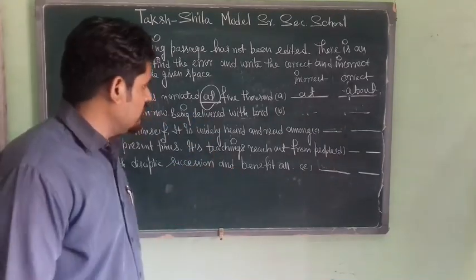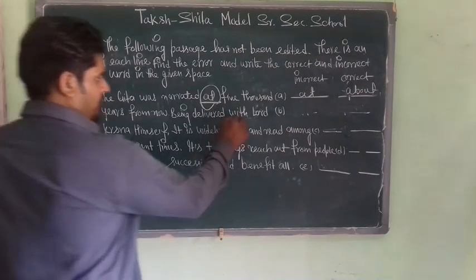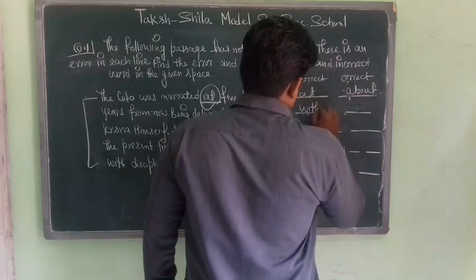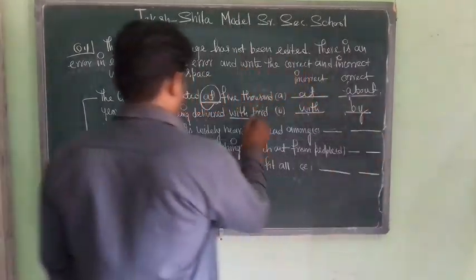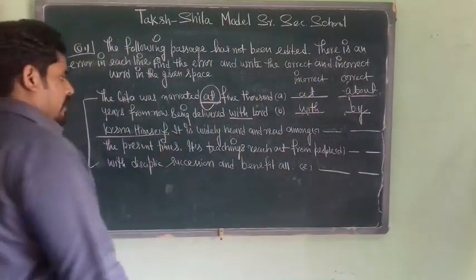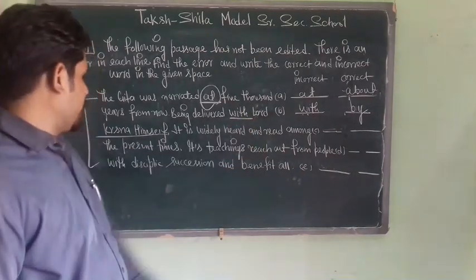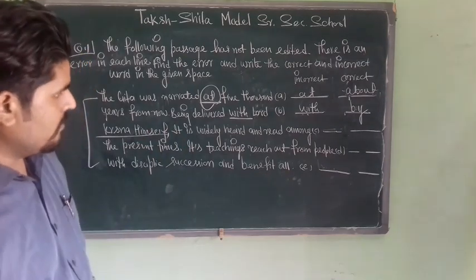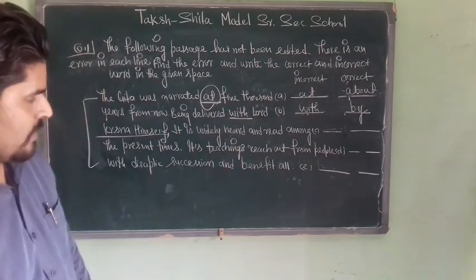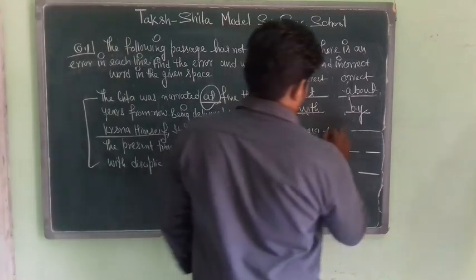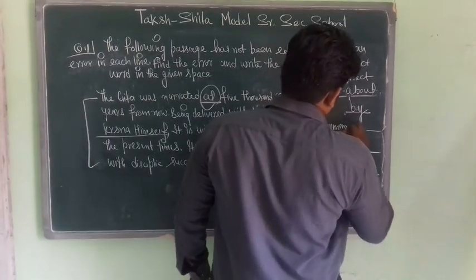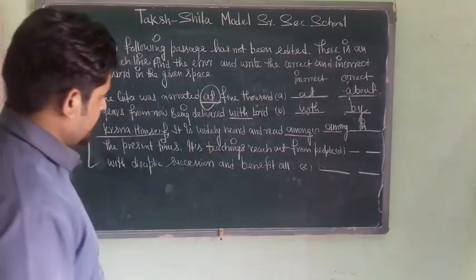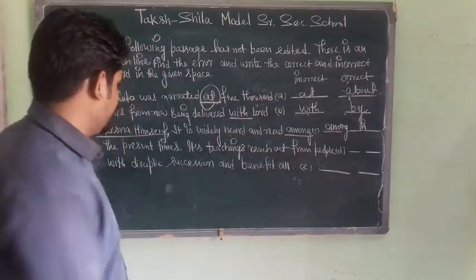So being delivered with Lord Krishna. With Lord Krishna? No, by Lord Krishna. In place of "with", there should be "by". Agent. Who is the agent? Lord Krishna himself, right? So being delivered by Lord Krishna himself, it is widely heard and read among the present times. Among the present times or in the present times? In place of "among", there should be what? In the present times.